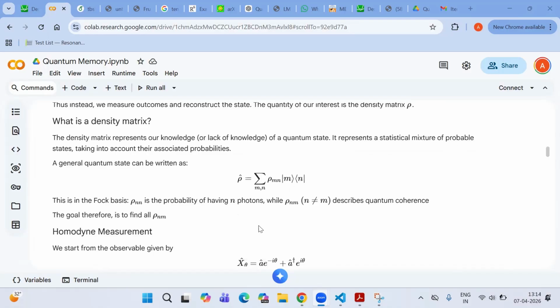So this is in the Fock basis, since m and n are Fock basis states. And now the diagonal elements of this matrix, rho nn, they represent the probability of having n photons. But the off-diagonal elements, n not equal to m, they describe the quantum coherence. So overall, the goal here is to find all rho nn.